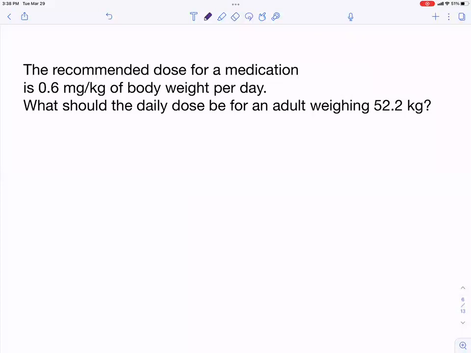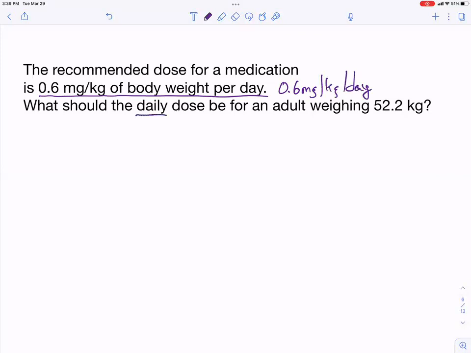In this problem, it says the recommended dose for a medication is 0.6 milligrams per kilogram per day. So again, if you want to write it out, and I encourage you, 0.6 milligrams per kilogram per day.